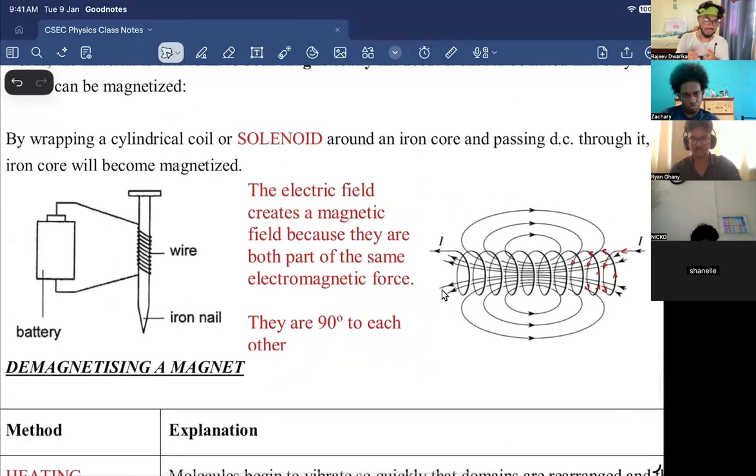So the electric field creates a magnetic field because they are both part of the same electromagnetic force. I've got to explain that to you guys just now.